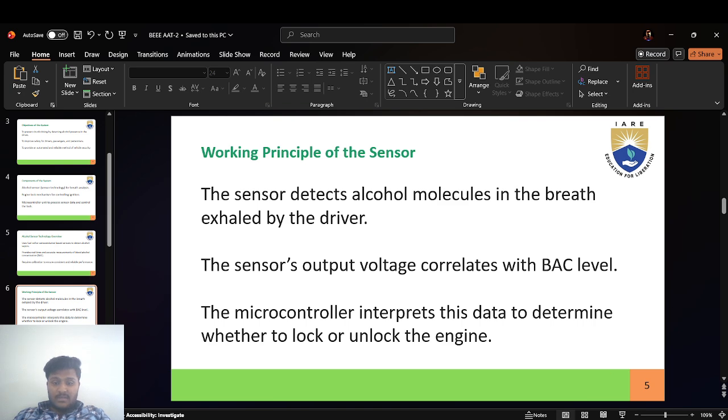Working principle of the sensor. The sensor detects alcohol molecules in the breath exhaled by the driver. The sensor's output voltage correlates with BAC level. The microcontroller interprets this data to determine whether to lock or unlock the engine. The microcontroller is like the brain of the system.